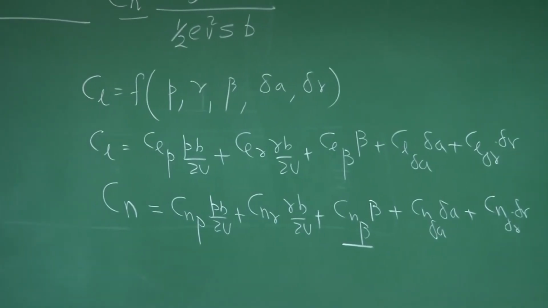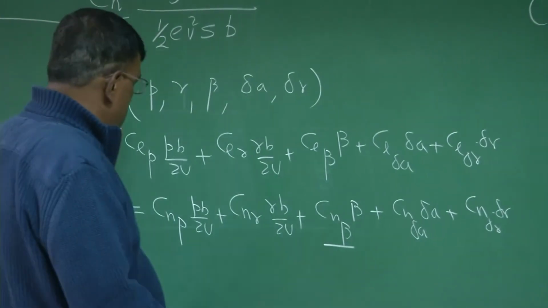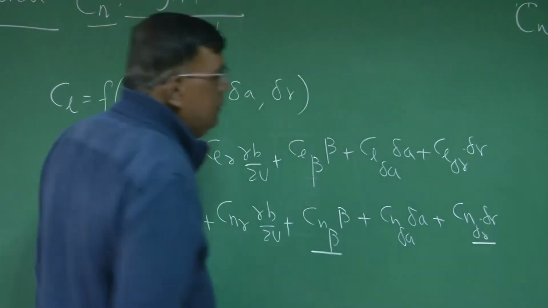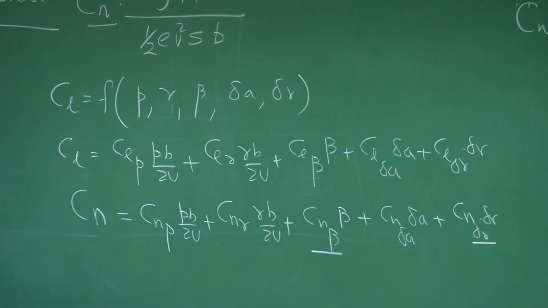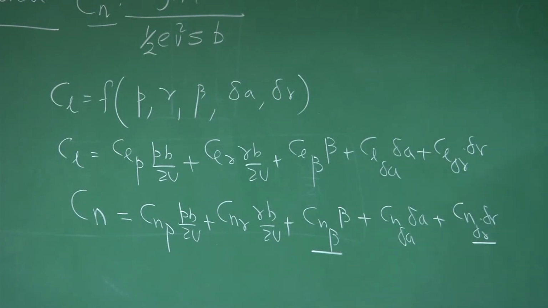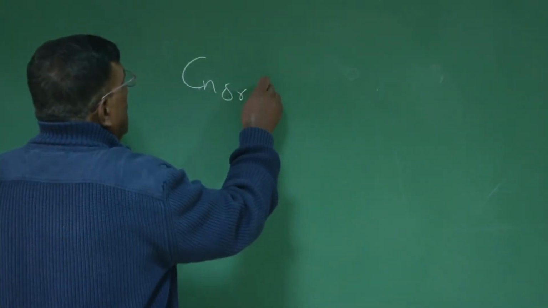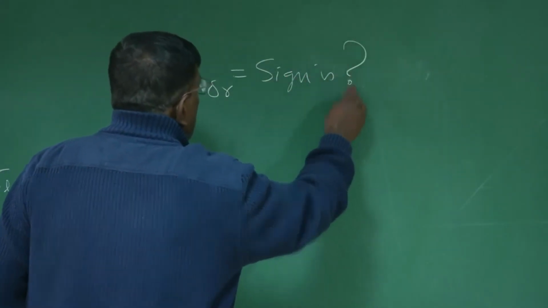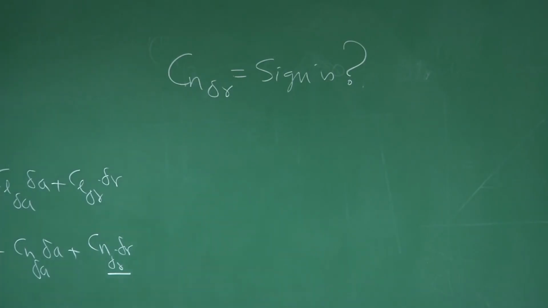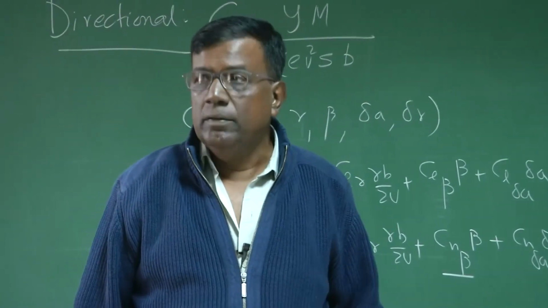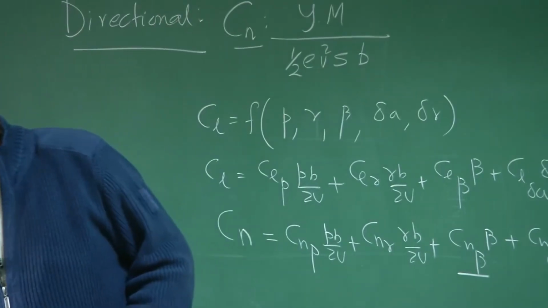The Cn beta should be greater than 0. Now let me pick Cn delta R. Let us see, what should be the sign of Cn delta R? Cn delta R is coming because of rudder deflection. It is the yawing moment because of rudder deflection, being non-dimensional.